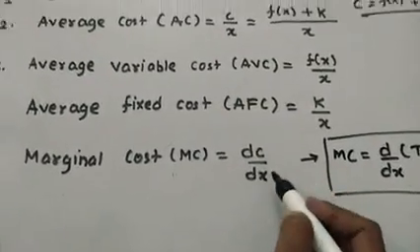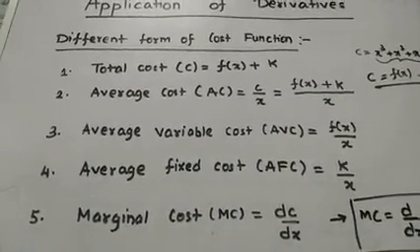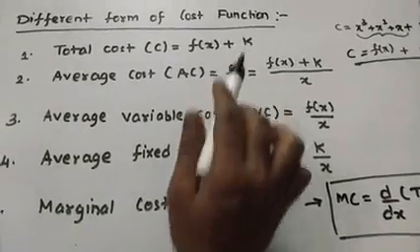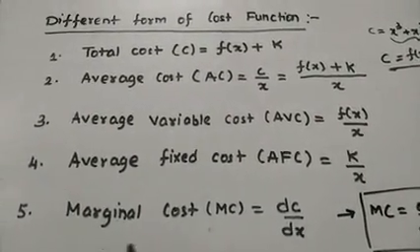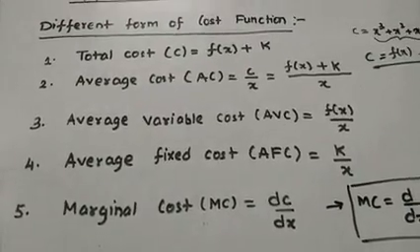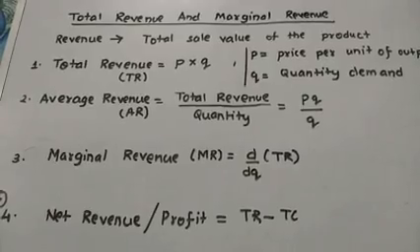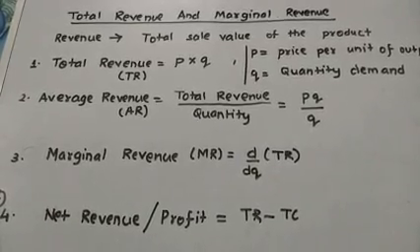Total cost means C, so dC by dx. So this is a different form of cost function. That means if the function has a constant term, then what other formulas will there be. Okay, so next we will study marginal revenue and total revenue.